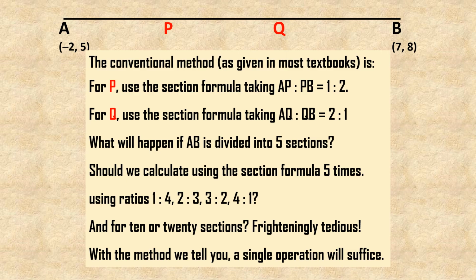Should we calculate using the section formula 5 times? Using ratios 1 is to 4, 2 is to 3, 3 is to 2, and 4 is to 1? And for 10 or 20 sections? Frighteningly tedious. With the method we tell you, just a single operation will suffice.